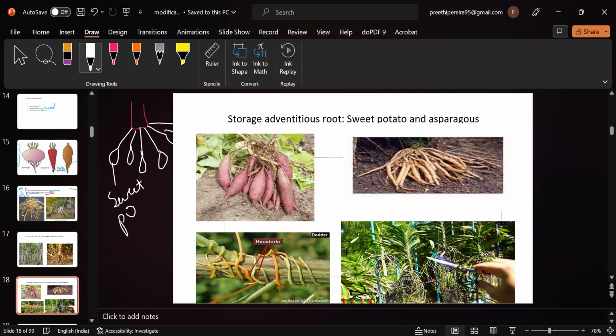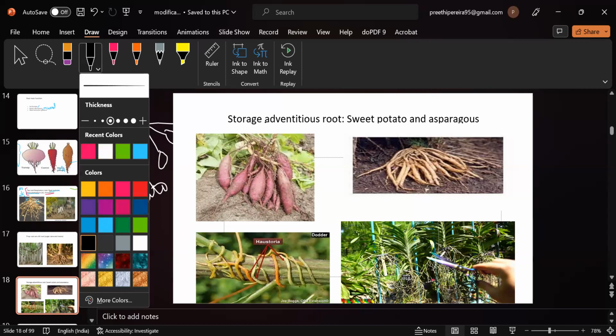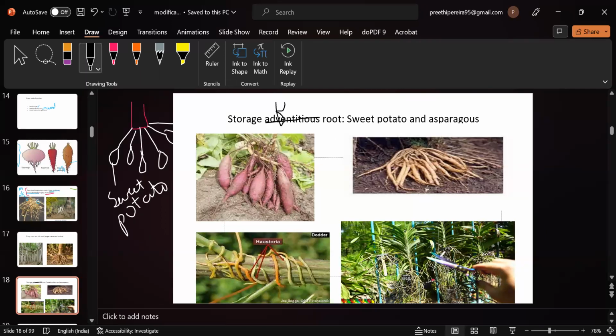And also asparagus. This is sweet potato and this is asparagus. So this is an example for fasciculated root under adventitious root. Samajh mein aaya? You can write it as fibrous root. Better write it as fibrous root. It is not storage for fibrous root. Adventitious root upar se aayega na. Ye underground hai. So it is fibrous.